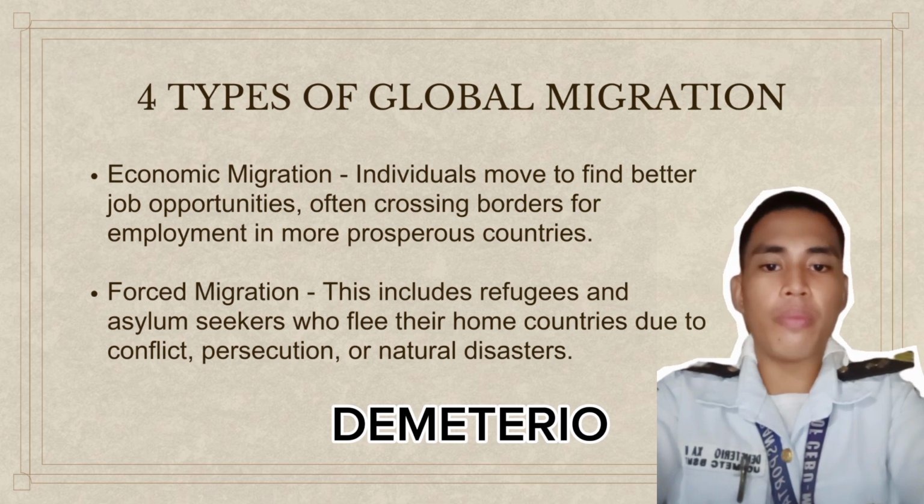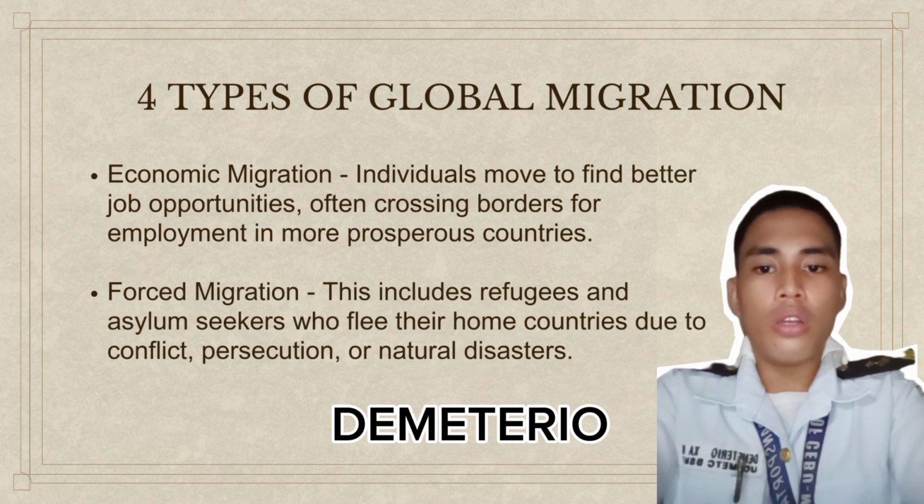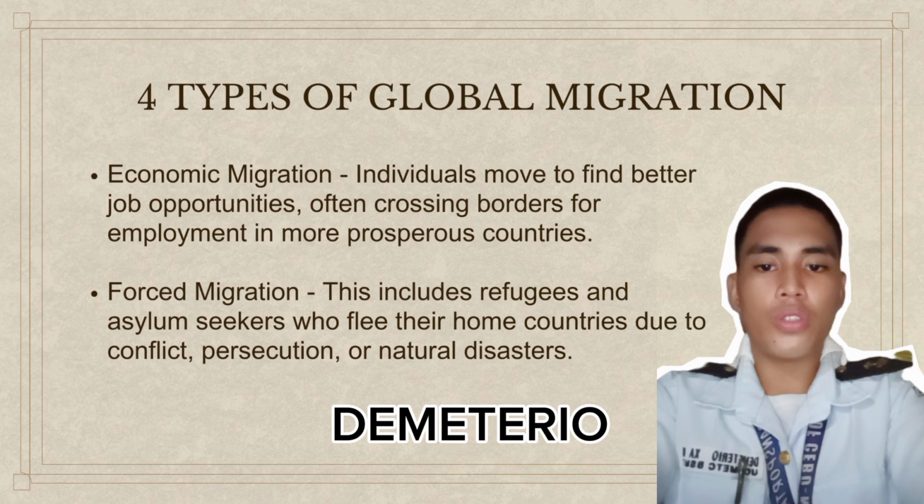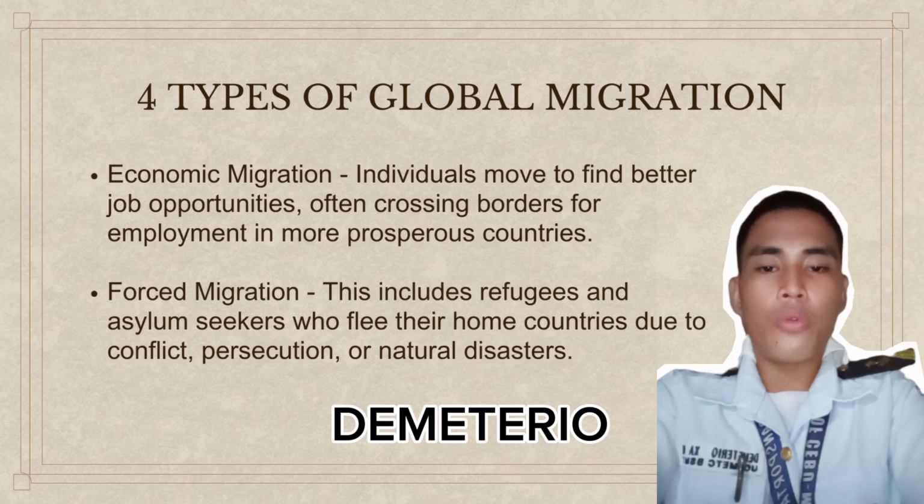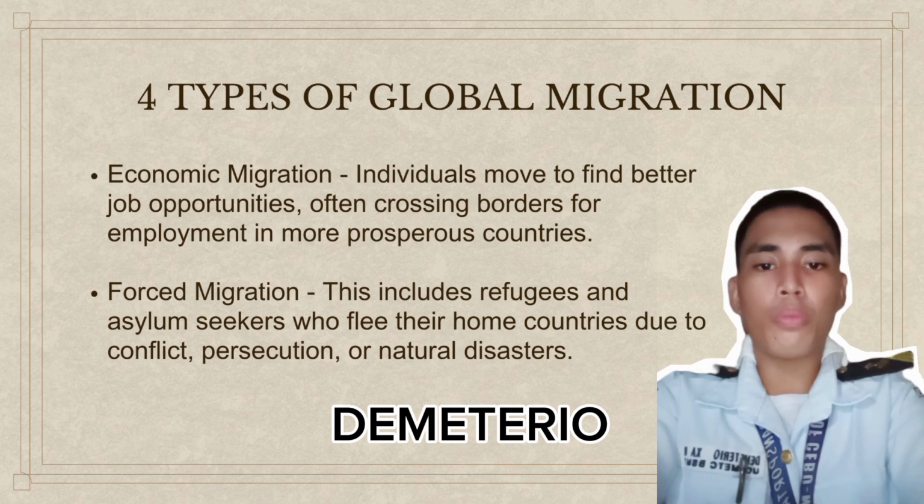So there are examples of forced migration, which include refugees, individuals who have fled their country due to persecution, war, or violence and cannot or will not return due to a well-founded fear of persecution. Next is internally displaced persons or IDPs, individuals who have been forced to flee their homes within their own country due to conflict, violence, or disaster. Next is asylum seekers, individuals who have left their country and seek protection in another country, claiming to be persecuted or fearing persecution.